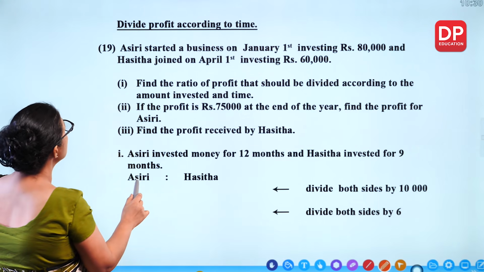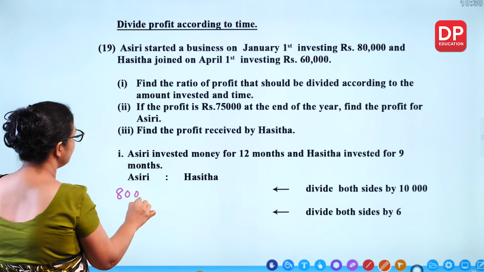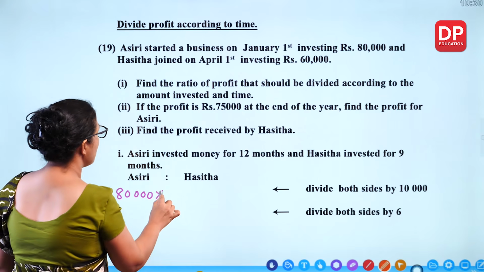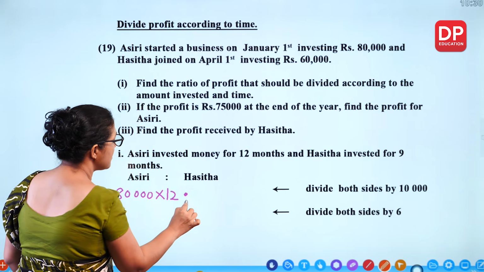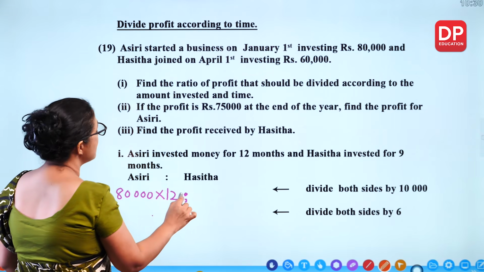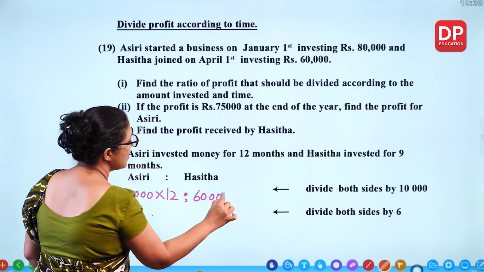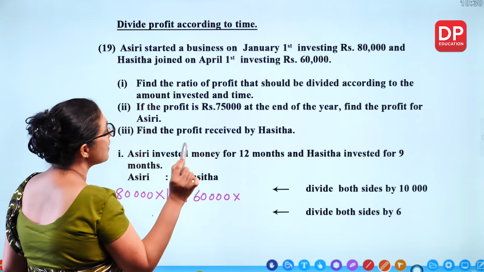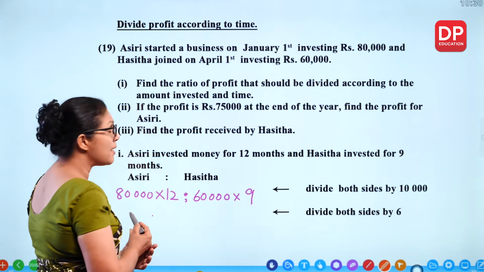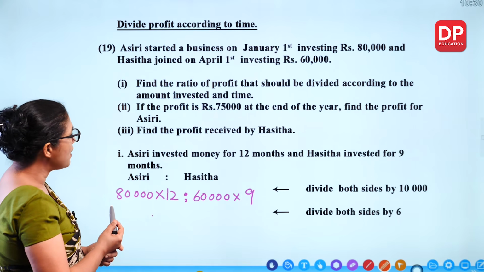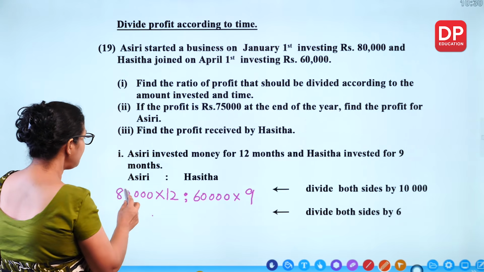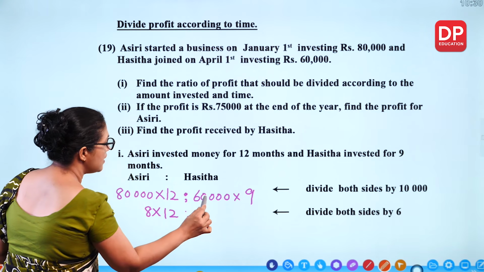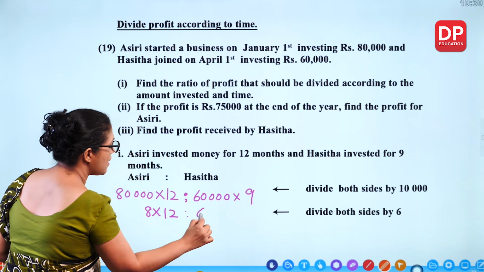Invested 80,000 and the number of months is 12 there. Here Hasita invested 60,000 rupees for 9 months. Now divide both sides by 10,000. You get 8 times 12, and here you get 6 times 9.